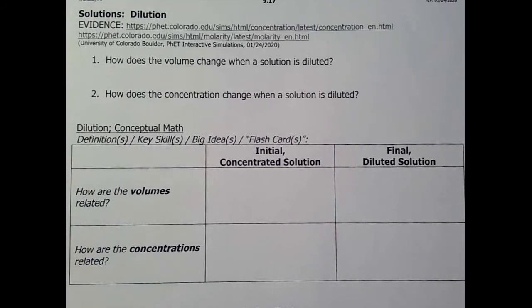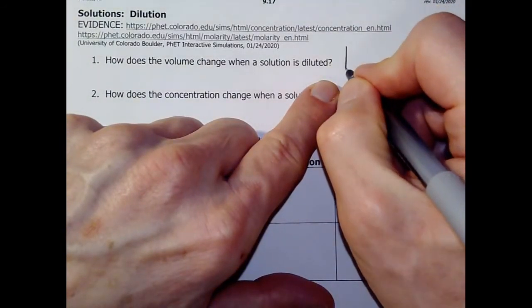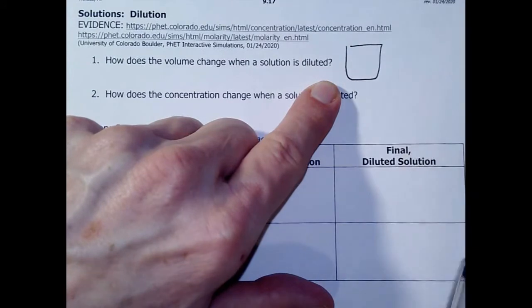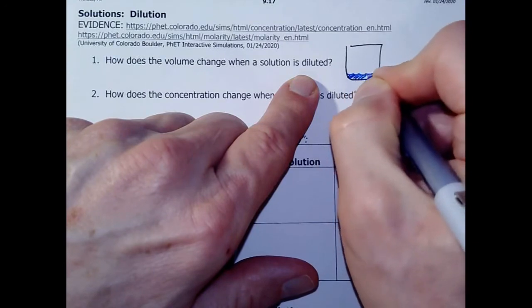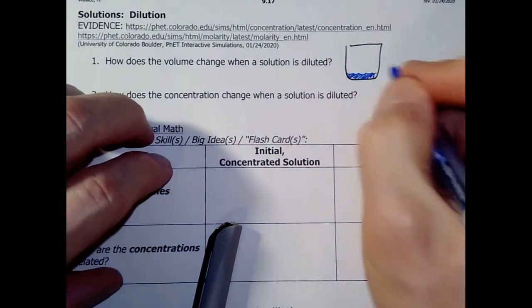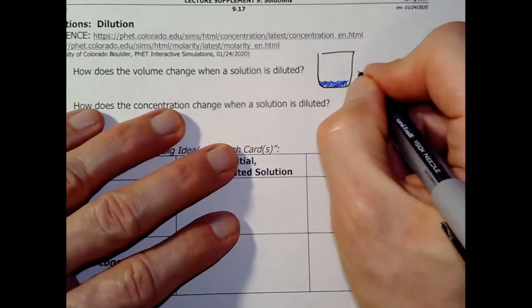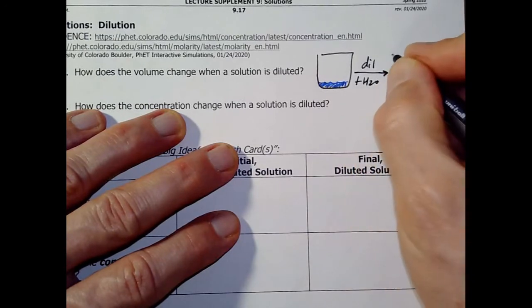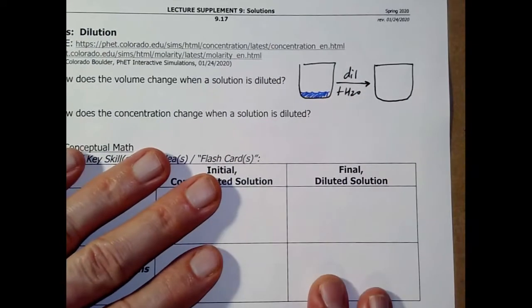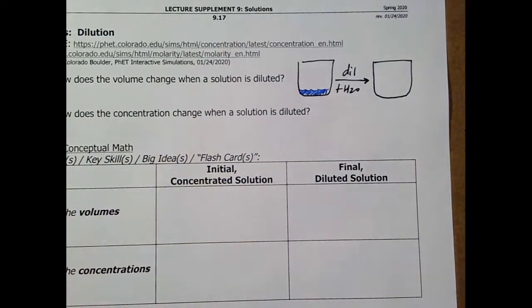So here's my lovely picture. I want to think about diluting a solution. So I've gone somewhere, bought some solution, poured it in the bottom of a beaker, and what I'm going to do is I'm going to dilute it. Dilute. Really by adding solvent. And most of the time that means adding water. Now, I can get all the math right if I think about one thing. When I dilute this with water, what's going to happen to the volume? When I dilute this with water, what's going to happen to the concentration?